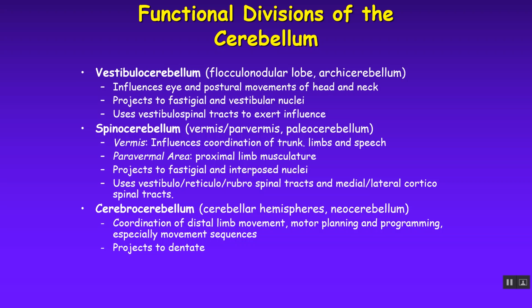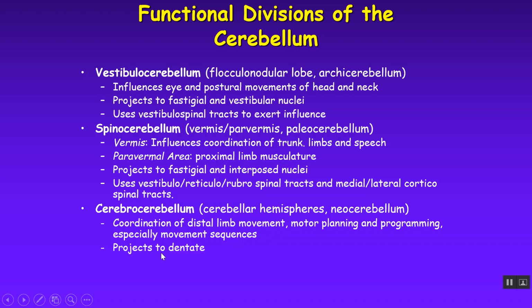So they project to all those tracts to influence lots of different functions, but again, more proximal muscles and trunk. Then the cerebellum: these are the cerebellar hemispheres, the very lateral parts, those pretty big lateral parts of the cerebellum. It's also referred to as the neocerebellum. This is for coordination of distal limb movements. Really important for motor planning and programming, especially movement sequences, especially these fine fractionated complex motor sequences that distal limbs and distal parts of our muscles are more important for.